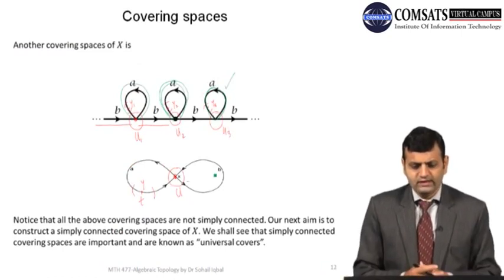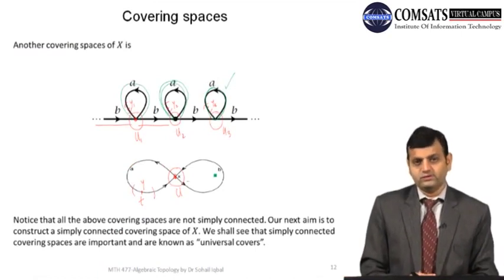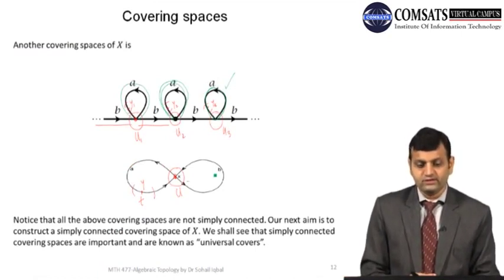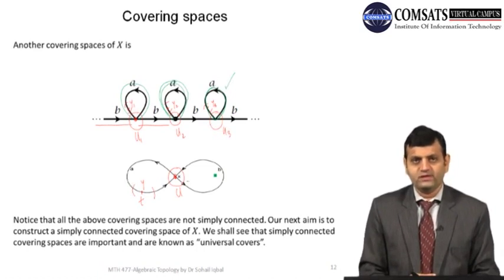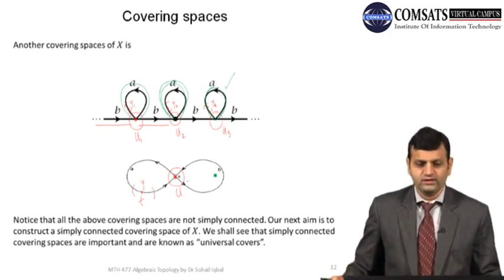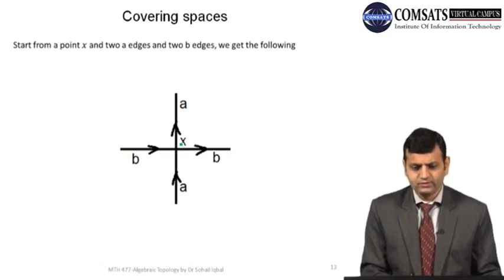Our next aim is to construct a simply connected covering space of X. Is it possible to construct a covering space of our space X, which is the wedge sum of S1 and S1, which is simply connected? It's a space where we can't find any loops. Let's see if it is possible. Starting from this construction, of course we are going to construct a covering space, and the inverse image of this point X is going to be this point.